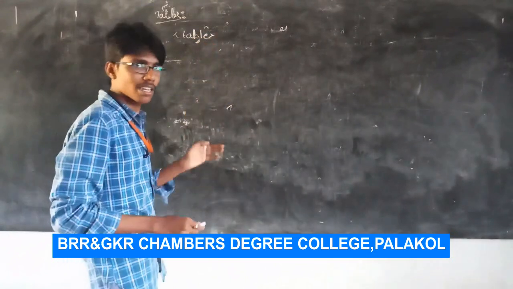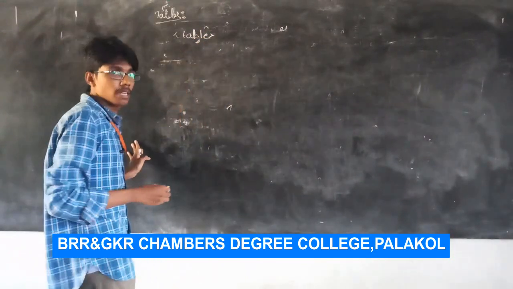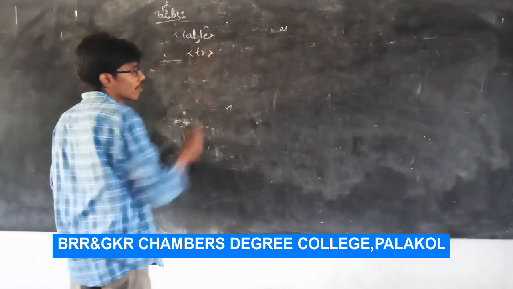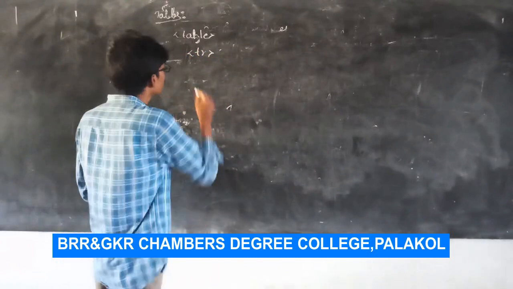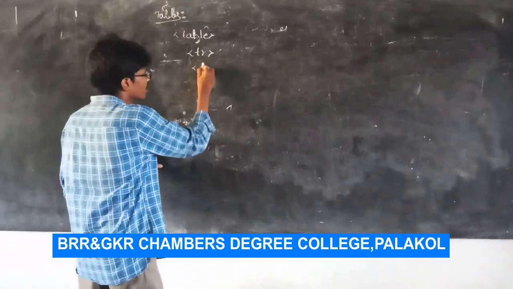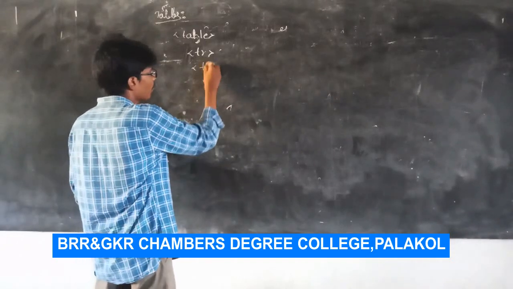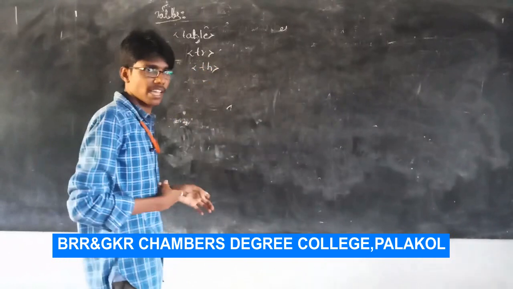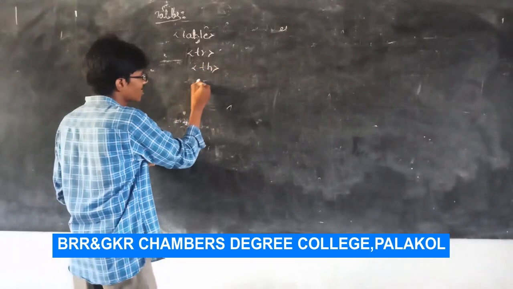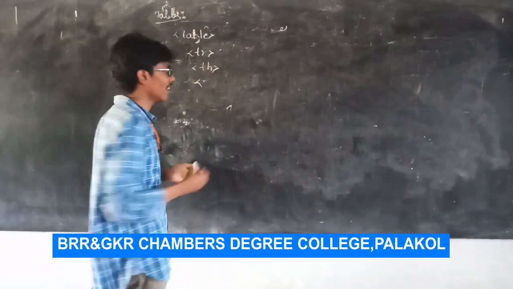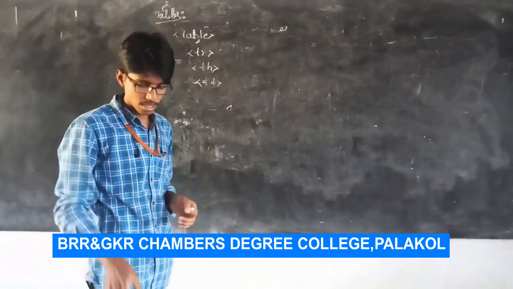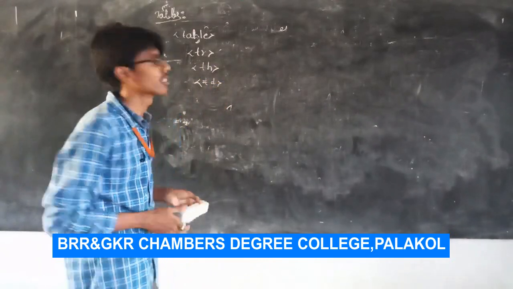Then you have to create a row in the table, using the tag tr. For the row content, if you want to create a heading, use the table heading tag, th. If you want to mention the content information, the tag used to create data is td. These are the different tags used in the creation of tables.